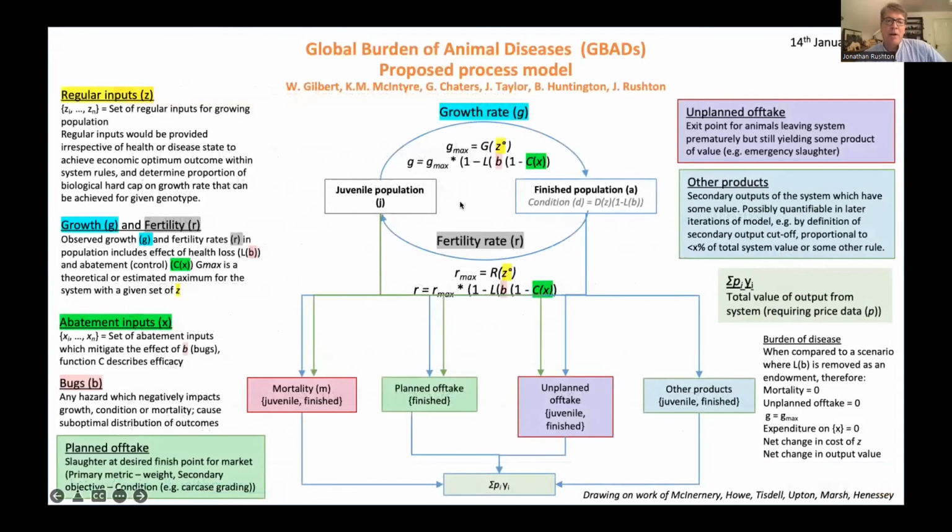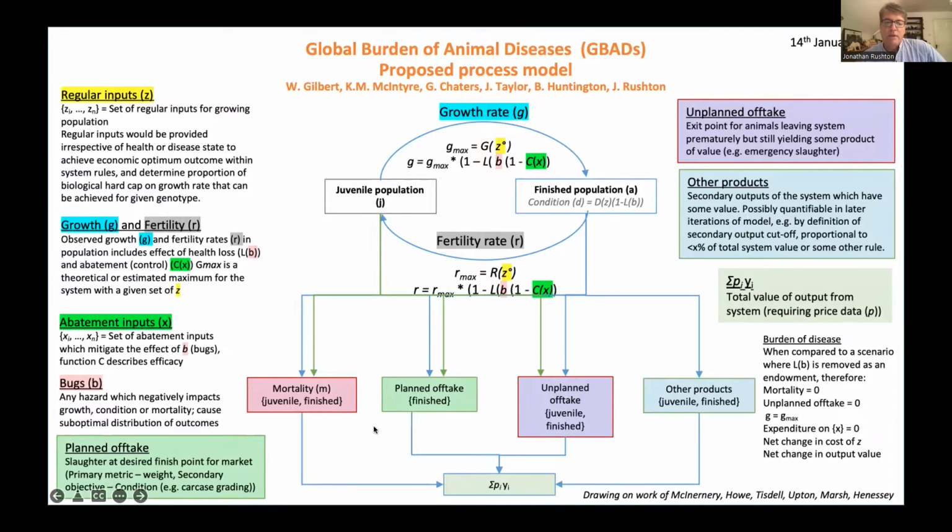Now, the background to this, and this is something that my team in Liverpool have been working very hard on, is how do we get to that? Well, we obviously need some kind of representation of the population in terms of splitting up into juvenile population, finished population, regarding growth rates under ideal and current levels of production with fertility rates, with various outputs that can then be calculated and estimated to get to the animal health loss envelope.